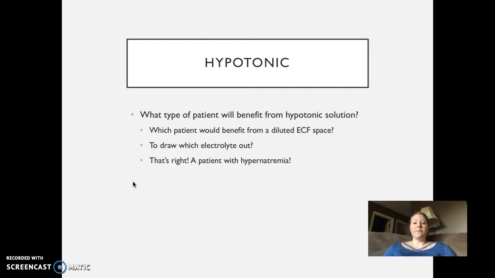So we're going to give them hypotonic, more water than electrolytes. The water's going to go in and hopefully dilute out the sodium and normalize that electrolyte reading. So actually, half normal saline is a good maintenance fluid as well, because normal daily losses are actually hypotonic. So, through sweating, through our urine, through stools, all of that. So keep that in mind.